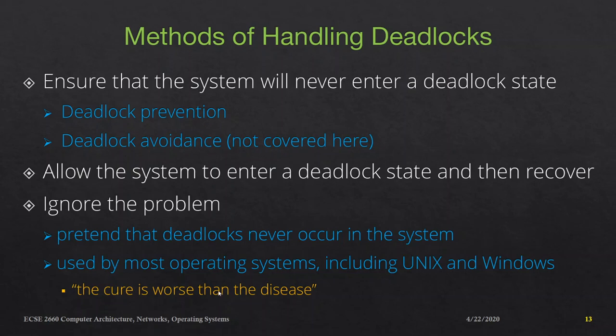So the operating systems such as Unix and Windows allow the deadlock to happen, and they let the user reboot their system, as opposed to putting things in place to detect, recover, avoid, and prevent deadlocks from happening, because they give up a lot more things which are very useful for a user in that case. So the cure is worse than the disease, and hence these do not have that problem.